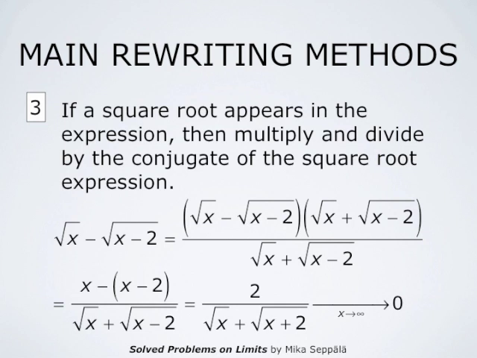Straightforward substitution in place of x would yield that as x equals the infinity, square root of x minus square root of x minus 2 is the infinity minus the infinity, which is undefined. Therefore, this rewriting was necessary.